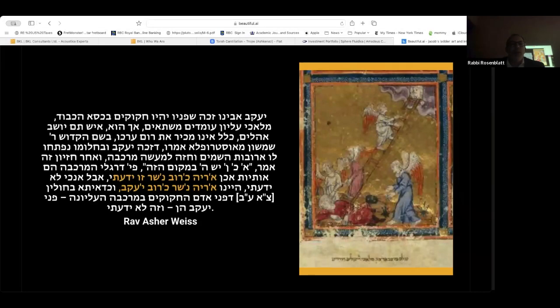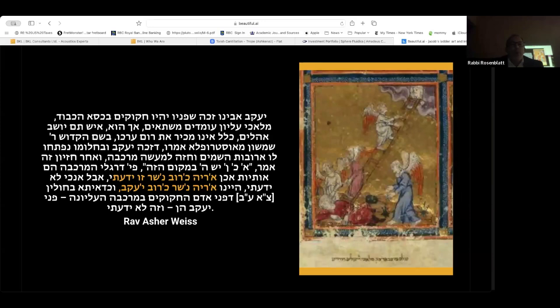So Asher Weiss writes as follows. He says, Yaakov Avinu zacha shepanav yu chakukim b'sei kisei hakavod. Yaakov said that he merited to have his face inscribed on God's throne of glory. Malachei elyon omdim mishta'im, the angels above stand and wait. Achu ishtam yoshev olim. This simple man of tents. Klal enu makir et rom arko. He doesn't understand his tremendous worth.